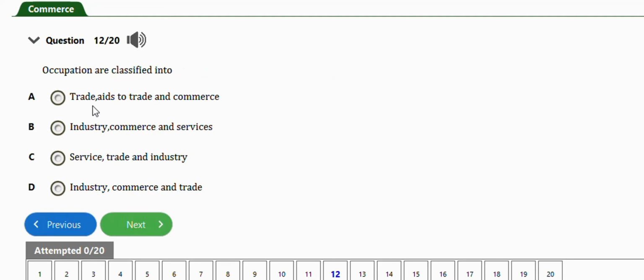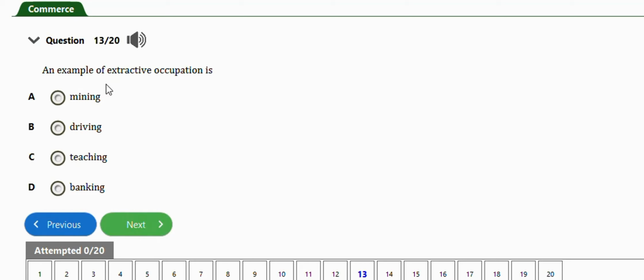Occupation are classified as, I think this is a question. Right answer is option B, industry, commerce and services. Okay, next question in this one says an example of extractive occupation is mining. Option A. Next question. Example of commercial occupation are all except, we have goldsmiths, bankers, insurance, trader. The right answer is option A, goldsmith is an exception.